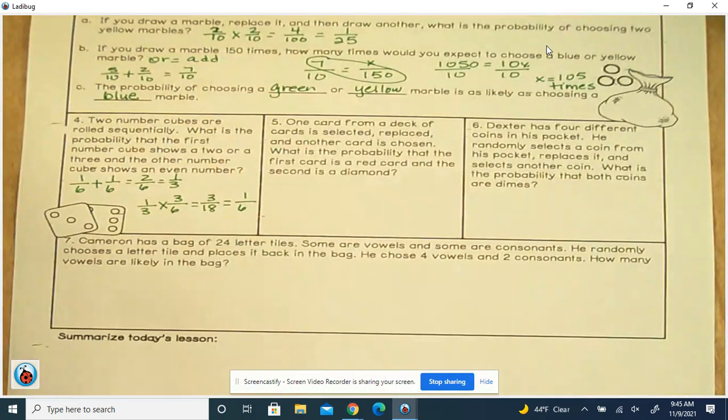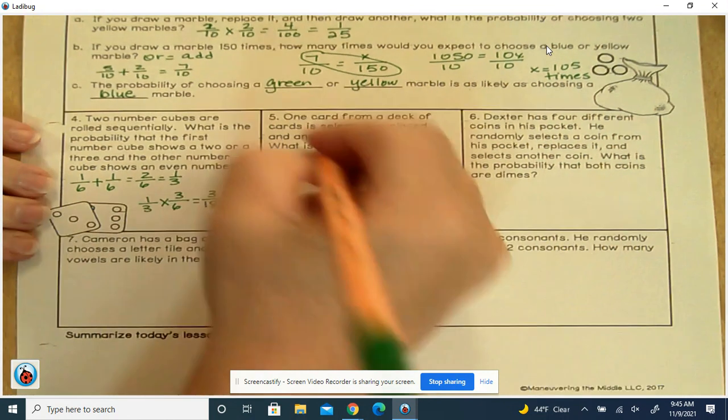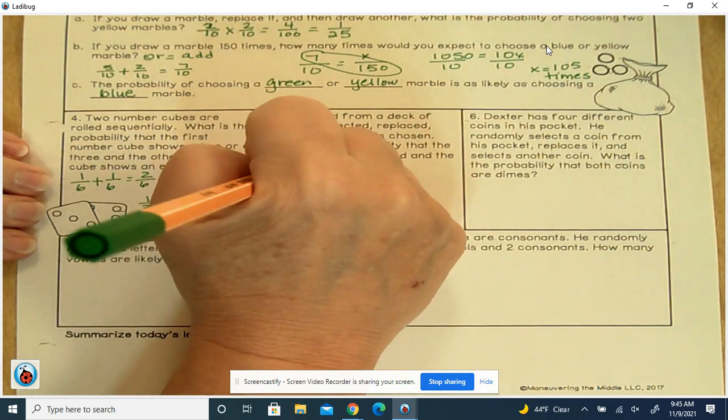All right. One card from a deck of cards is selected, replaced, and another card is chosen. What is the probability that the first card is a red card and the second card is a diamond? So there's 52 cards in a deck.